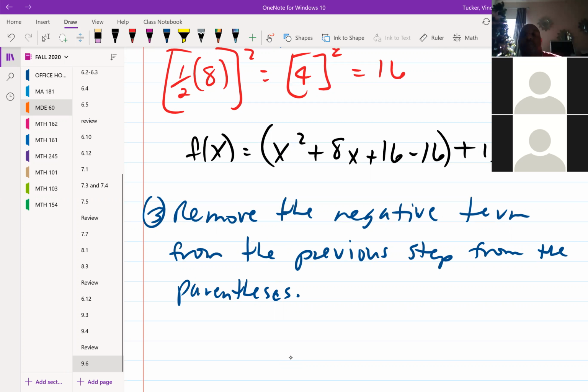All right, so next step is to remove the negative part from the parentheses, from the previous step, out of the parentheses. And that's going to be more of a process if I had a number out front. Like I said, we'll talk about that in the next example. But that negative 16, we can take it out of the parentheses.